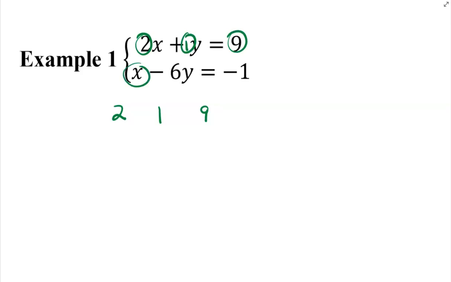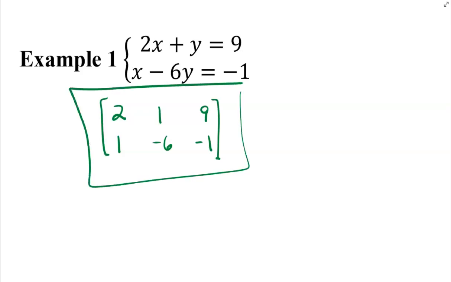Then in the second row, I'm going to call this one a 1. We have 1x. I'll have to call this one a negative 6, and this one, of course, a negative 1. And that appears to be a good 2 by 3 matrix that represents this particular problem. And I'll use the square brackets to group it. And I think that would be a fine answer for this example. This is the setup.